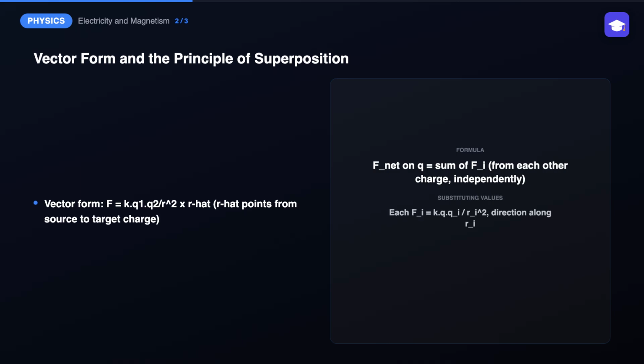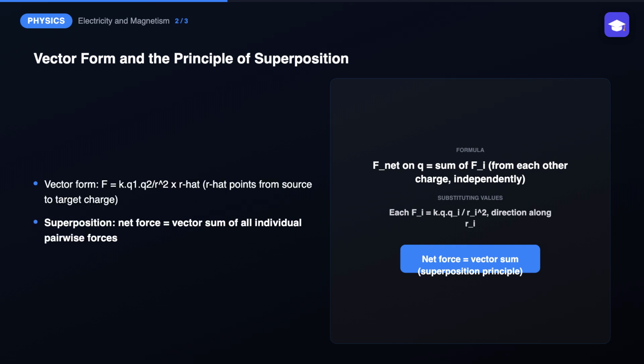Written more completely in vector form, the force on charge Q1 due to charge Q2 is F equals K Q1 Q2 over R squared times R hat, where R hat is the unit vector pointing from the source charge toward the charge experiencing the force. This vector form captures both the magnitude and the direction of the force in a single, unified expression.